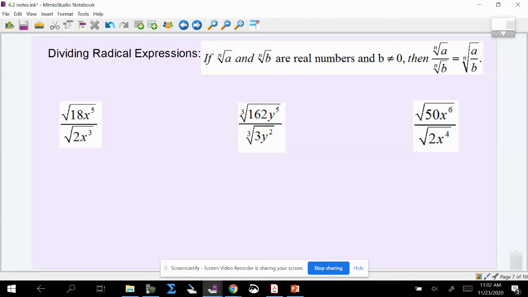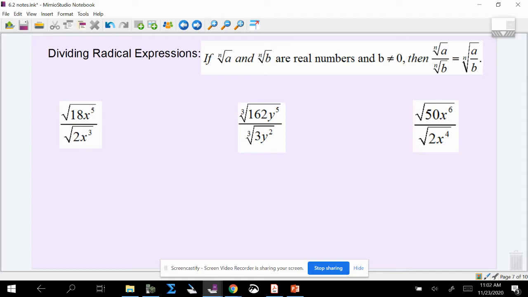Well, since we've multiplied and simplified radicals, now it's time to divide and simplify radicals. Again, the idea is if they have the same radical, whether they're both square roots or cube roots, and you have the same radical in the numerator and denominator, then we are allowed to divide and simplify first, and then take the root and see if we can simplify even more.